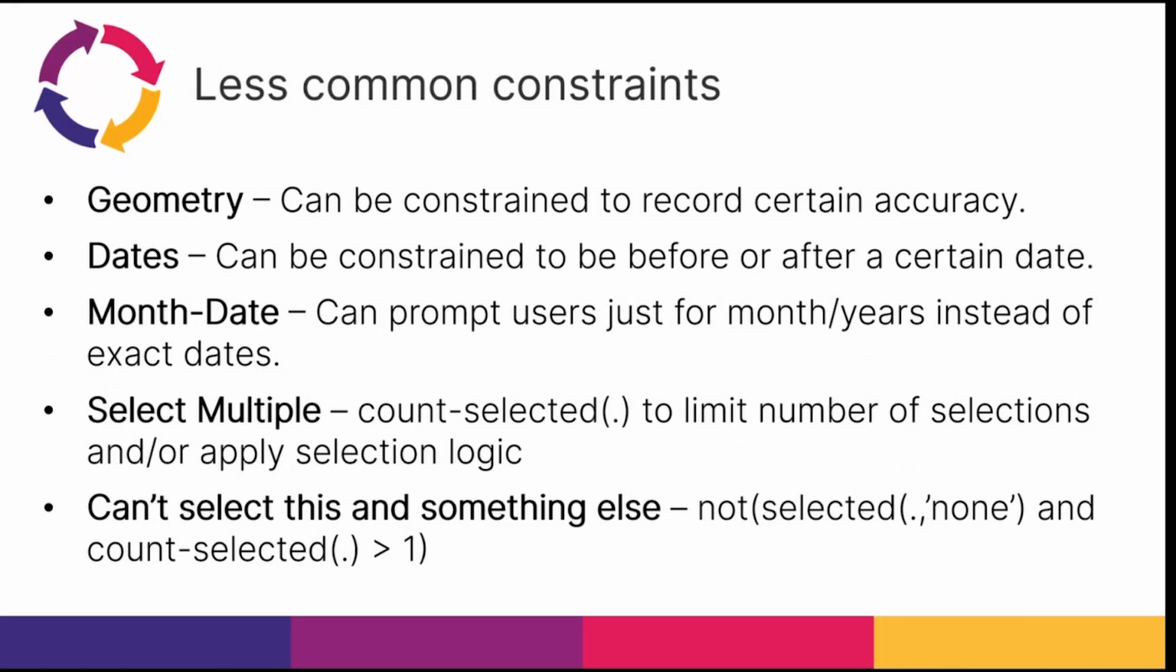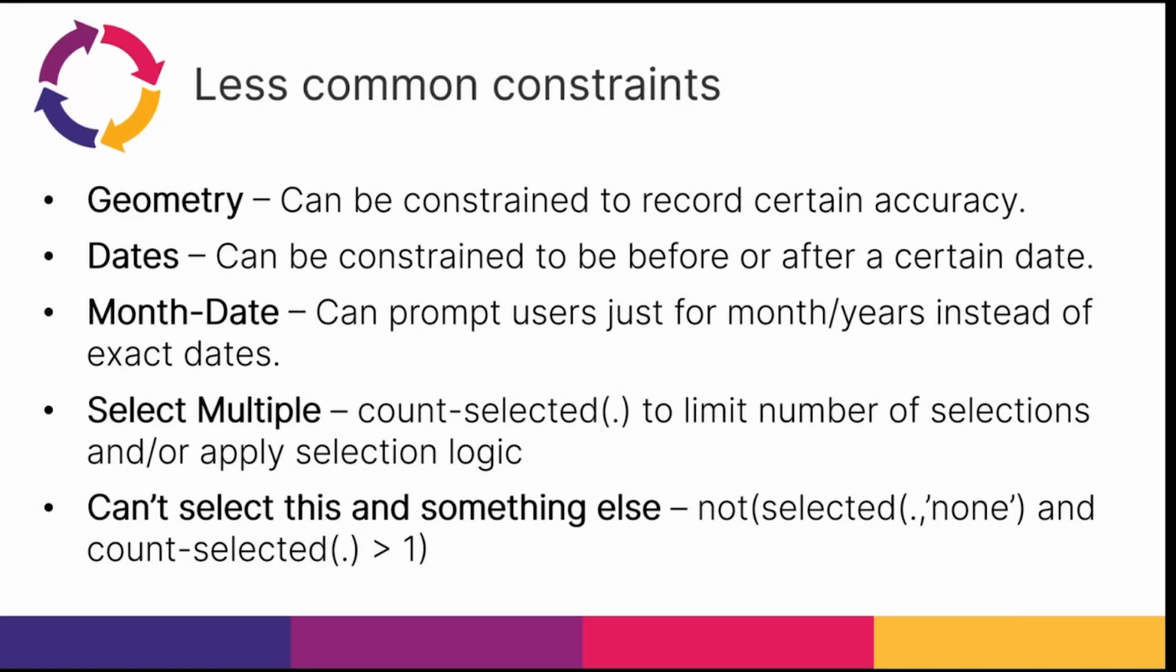For example, if you're asking for a geopoint, you can set a constraint to make sure that they're recording it to a certain accuracy, which is very helpful. You can also set date constraints. This is one that I often see people skipping. If you're asking when the person arrived at the site and you don't implement a constraint, they could put that arrival date in the future, and sometimes that does happen. So you can simply say the date must be before today or sometime in the past.